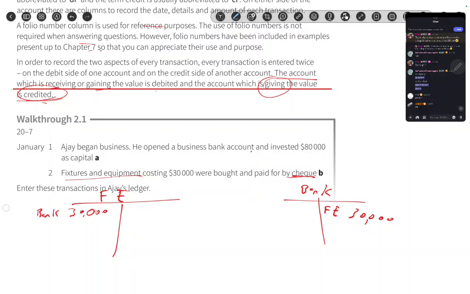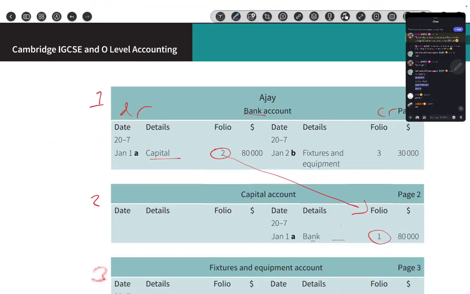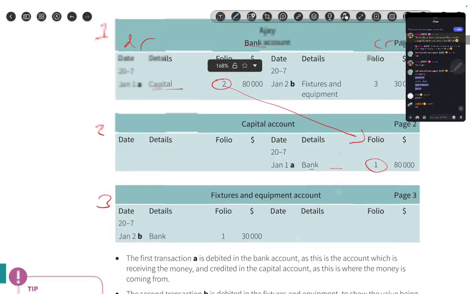And what date will we write? You're going to write January 2, and same thing here, you're going to write January 2, and you also have to write the year. Now let's look at the example here. Fixtures and equipment, I have 2007 Jan 2, bank $30,000.